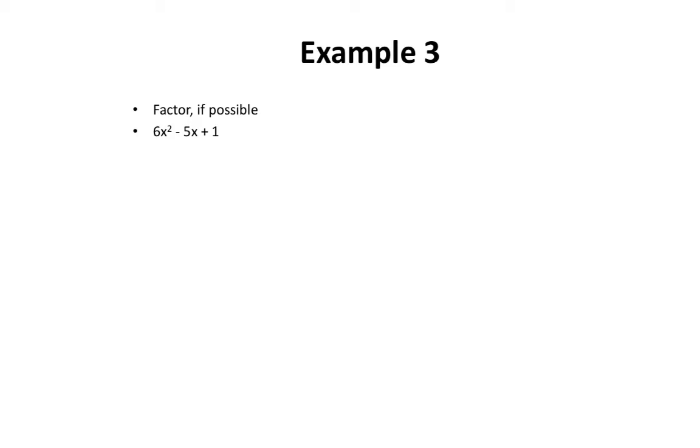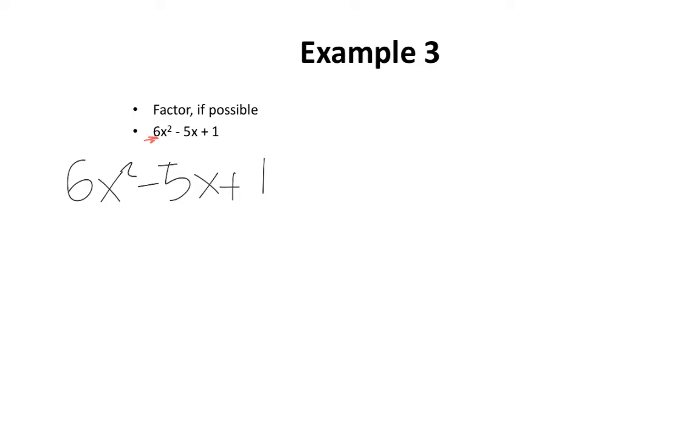In our third example, we want to factor this quadratic expression. Before we begin, you want to notice that the coefficient of x squared is not 1, it is 6. Let's begin by rewriting our question. 6x squared minus 5x plus 1. Take a look at 6, 5, and 1. What is the greatest common factor of these numbers? Well, the greatest common factor is 1, and that doesn't really help us.